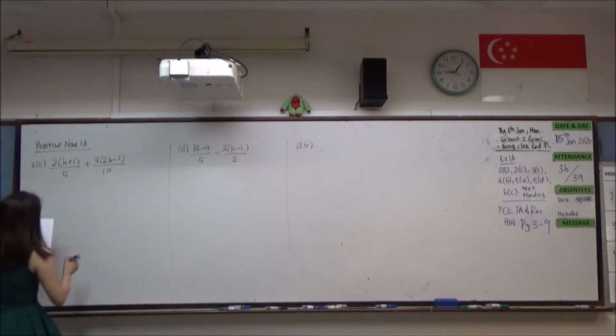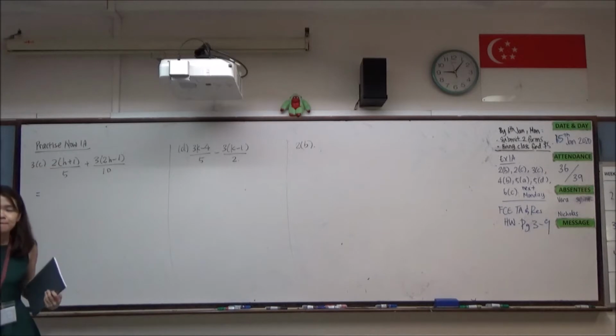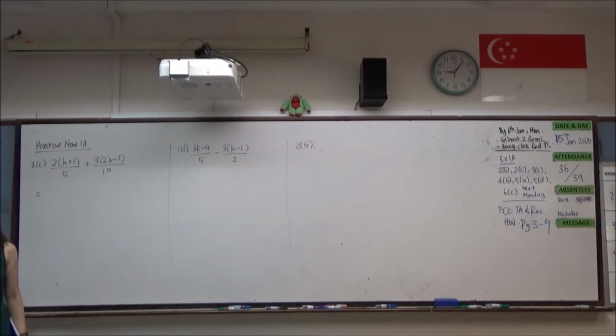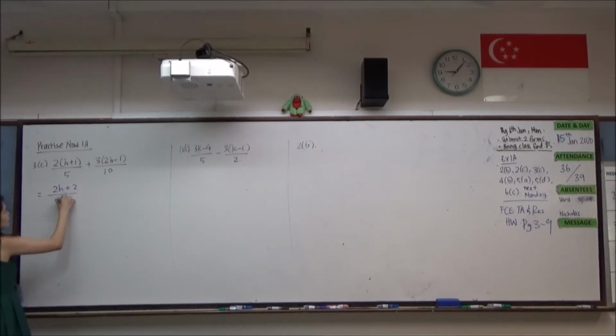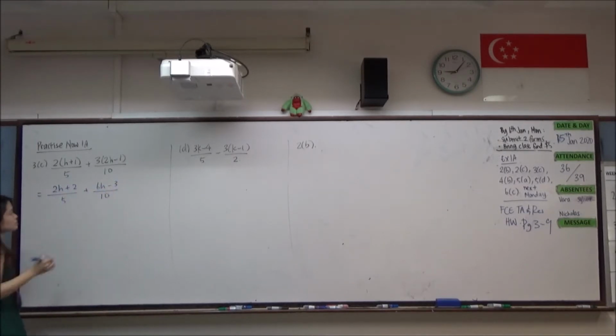Now let's look at 3C. So what should we do first? What have we learned? Let's do a recap. When we have a fraction like that, what do we need to do with it? Remove the brackets, so that means we need to expand. Do the expansion first. Then after that, what is the denominator that we will take? 10, okay.